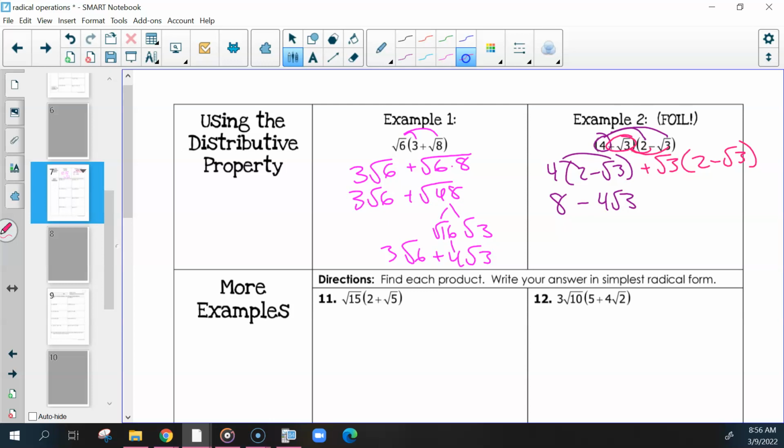8, and then 4 times negative 3 is negative 4. So then multiplying these two, we have plus 2 times the square root of 3 plus, I'm sorry, this would be minus 3 times 3 underneath the square root.